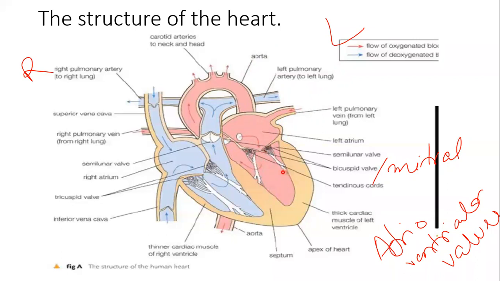Left ventricle will then contract. The tricuspid valve will close to prevent the backflow of blood. Bicuspid valve will close to prevent the backflow of blood. The semilunar valves will open and the blood will pass into the aorta, where it will then be carried out into the rest of the body. That is the entire cardiac cycle that we had previously studied.